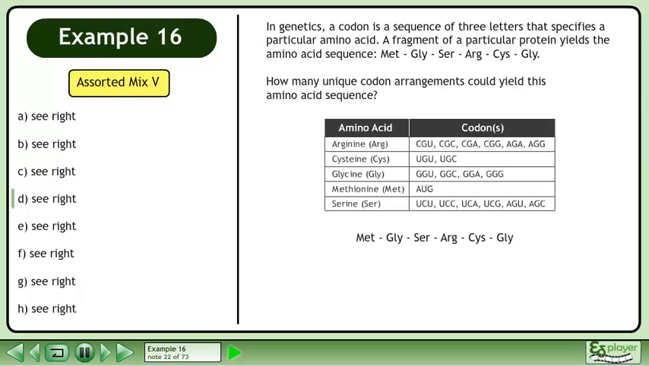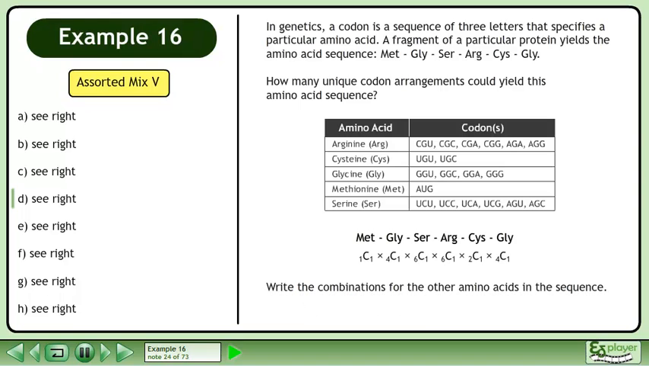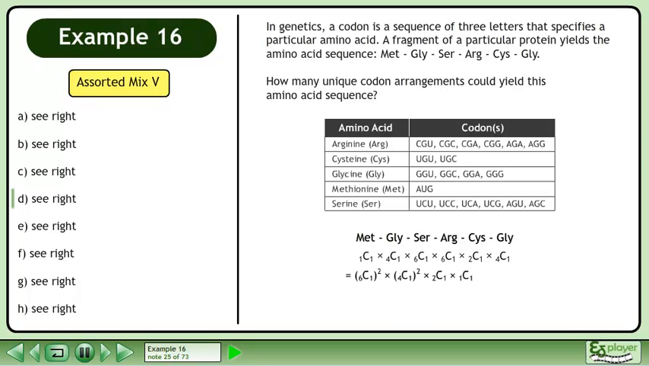Rewrite the amino acid sequence. There is 1 codon available for the first amino acid, and we require 1. This can be done in 1 choose 1 equals 1 way. Write the combinations for the other amino acids in the sequence. Condense the expression. Evaluate to get 1,152 possible codon arrangements.